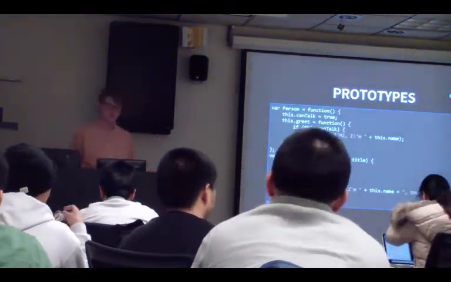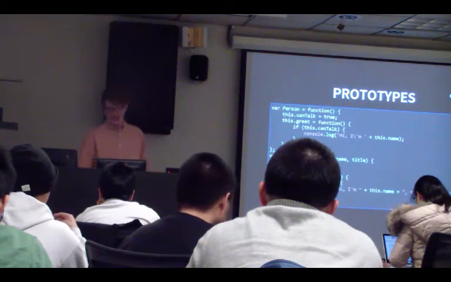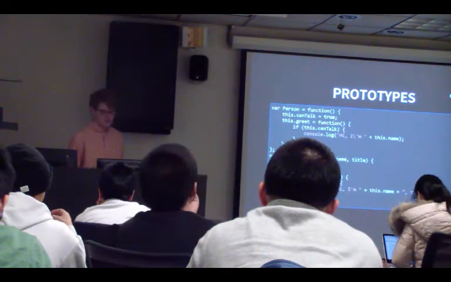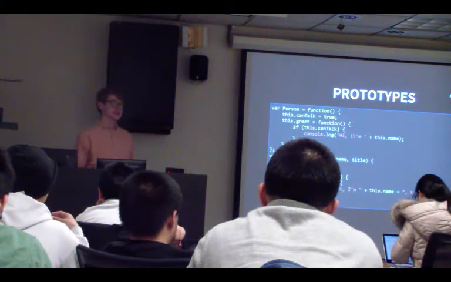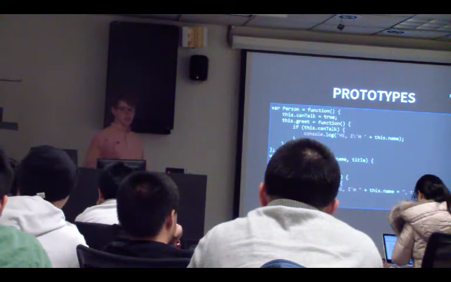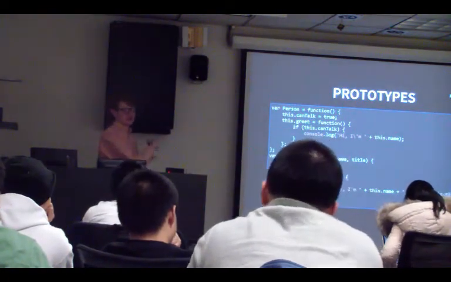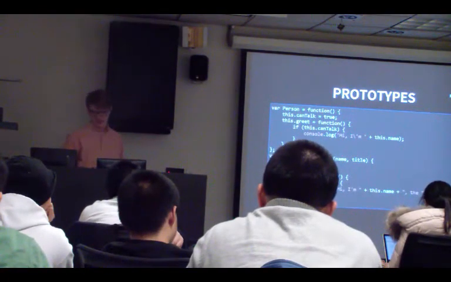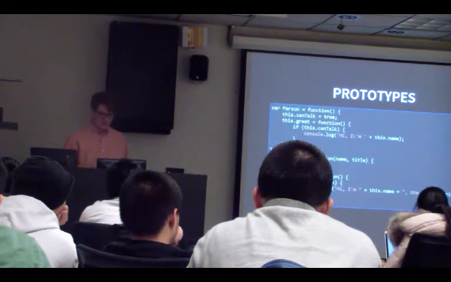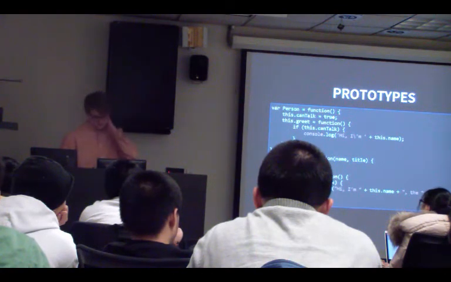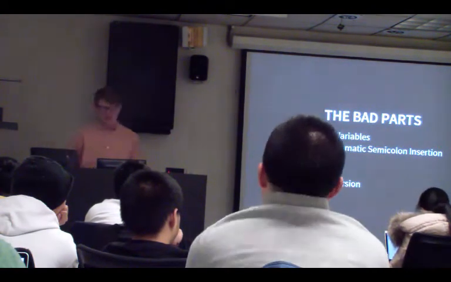So, yeah, prototypal inheritance. JavaScript is like the one mainstream language that has prototypal inheritance, and it's a pretty interesting idea. Basically, you can inherit from any object. So you don't inherit from classes, you inherit directly from objects. And you can do some interesting things with that. And I'm not going to go through this example in detail, but I just stuck it in there because I thought it was a good example. So now, let's get to the best part of JavaScript, the bad parts.